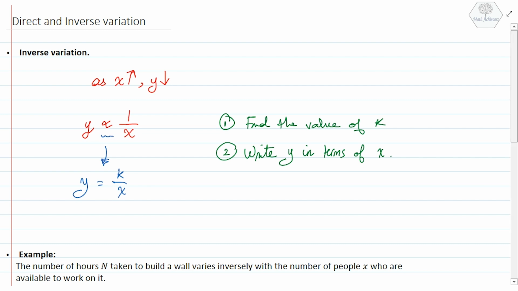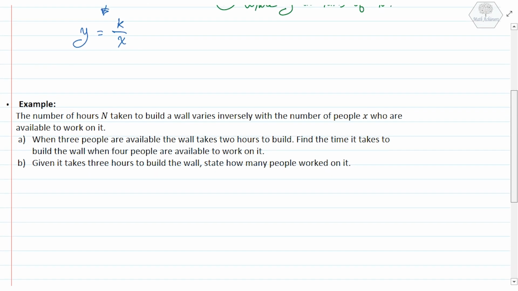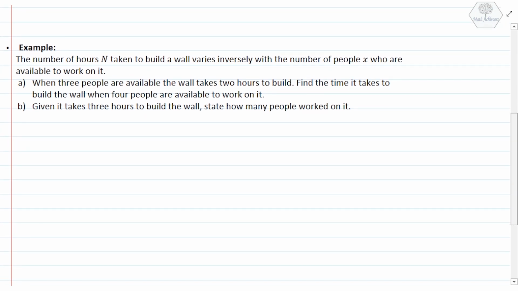Let's have an example now. The number of hours, n, taken to build a wall varies inversely with the number of people, x, who are able to work on it. So I have an inverse relationship. So n is inversely proportional with x. So I can write it as n is equal to k over x.